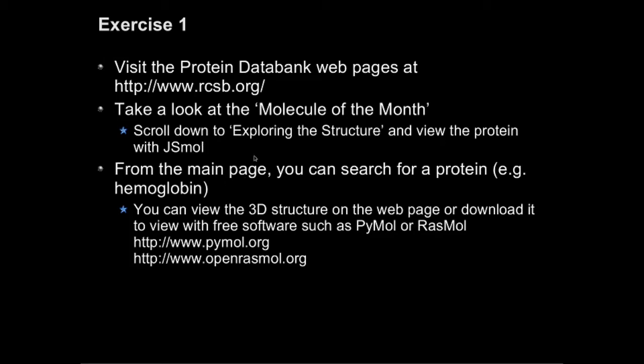From the main page at rcsb.org, you can search for a protein, perhaps hemoglobin or myoglobin or something that interests you. You can then view the 3D structure on the web page or download it to view it with free software such as PyMol or Rasmol that you can install on your computer.